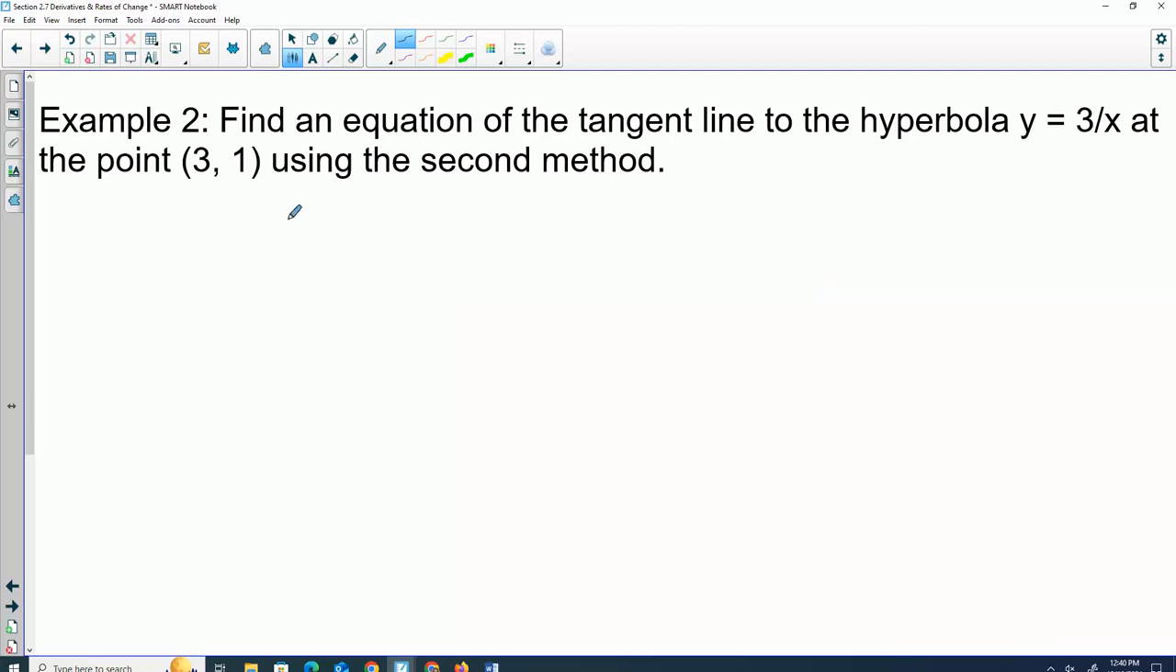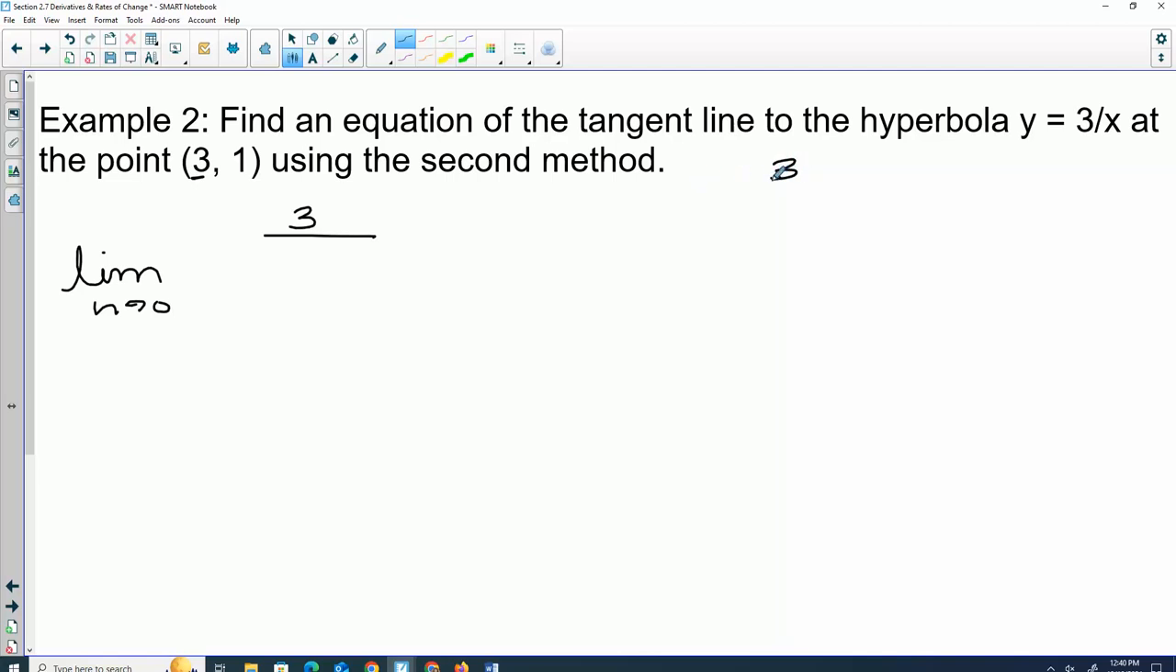Okay, so I have a point 3, 1. The definition 2 is the limit as H approaches 0 of F of A plus H. Okay, so my function is 3 over X. I am replacing my X. A is just the number you're approaching. So F of A plus H.